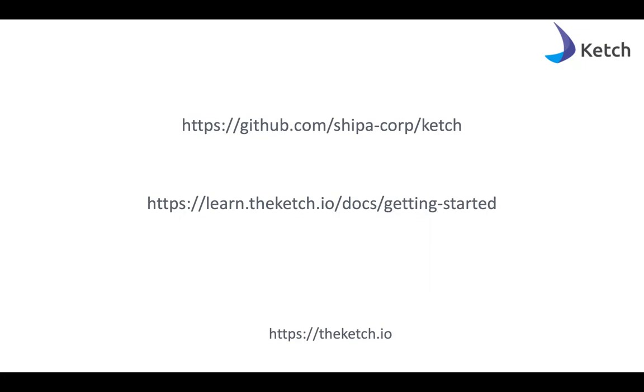Where do I get Ketch? You can download and use Ketch by going directly to GitHub at shipa-corp/Ketch. That's where you can find Ketch's source code. But if you're looking at installing Ketch, you can do that using learn.theketch.io/docs. I would say that's the best place for you to go and get more information on how to use Ketch and install it in your cluster.